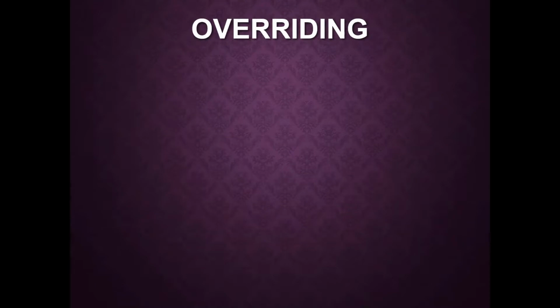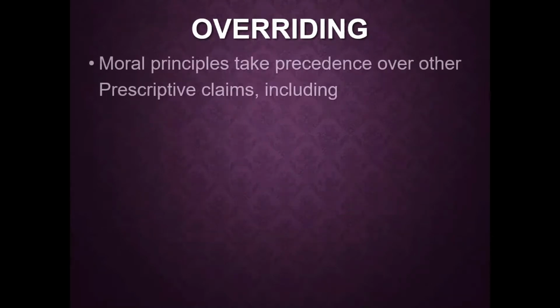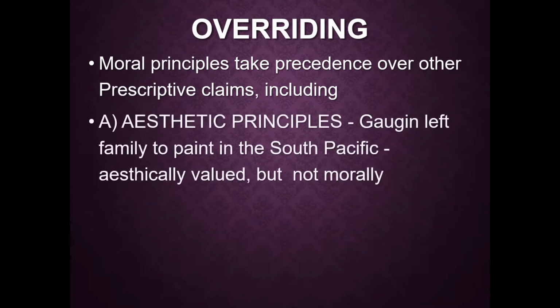A second characteristic of moral principles is that they are overriding. That is, they take precedence over other prescriptive claims. And I'm going to talk about four other types of prescriptive claims, and these include, first of all, aesthetic principles. Aesthetic principles might be something like, you ought not wear a green shirt with orange pants, right?